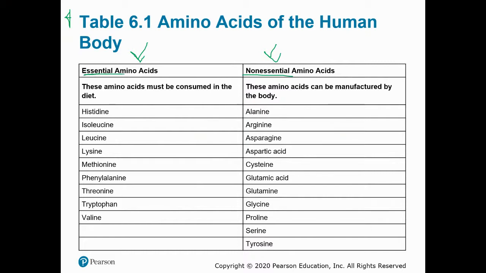But if you're interested, the essential amino acids, the ones we must consume in our food: histidine, isoleucine, leucine, lysine, methionine, phenylalanine, threonine, tryptophan, and valine. And then the non-essential amino acids, these we can make. We have alanine, arginine, asparagine, aspartic acid, cysteine, glutamic acid, glutamine, glycine, proline, serine, and tyrosine. So as you go through learning about nutrition, even beyond this class, you might come across any of these words. So hopefully you'll start to be able to recognize some of them as amino acids.